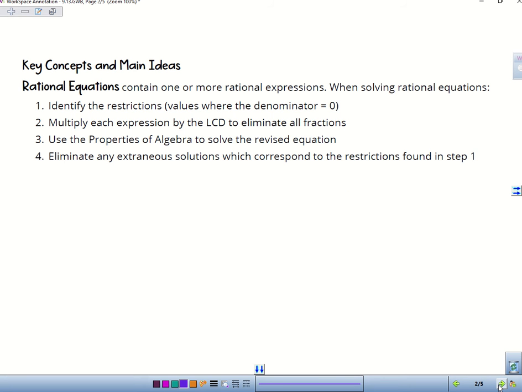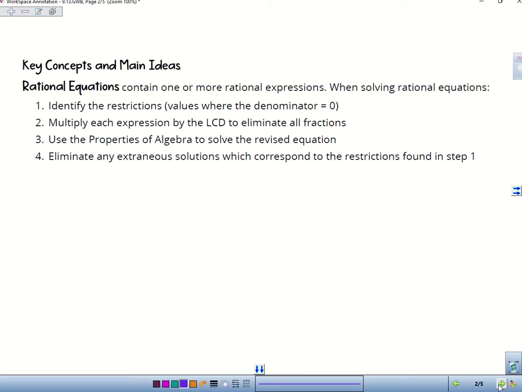When solving rational equations, identify the restrictions, the values which make the denominator 0, multiply each expression by the LCD to eliminate all fractions, and then use the properties of algebra to solve the revised equation. Eliminate any extraneous solutions which correspond to the restrictions found in step 1.